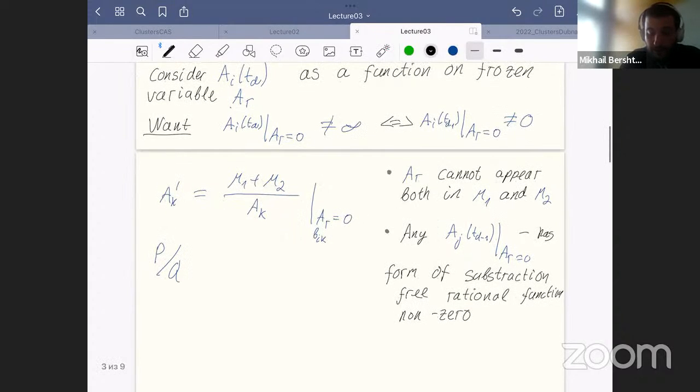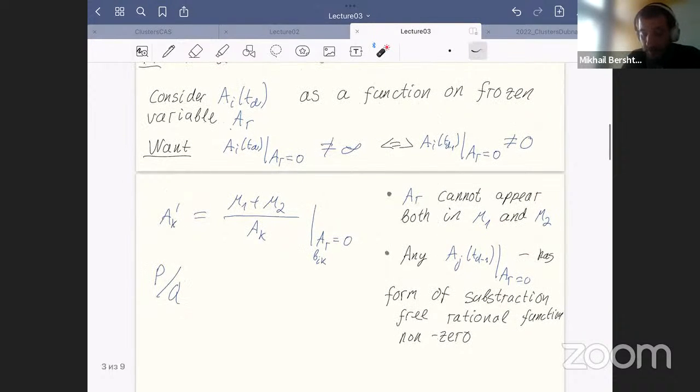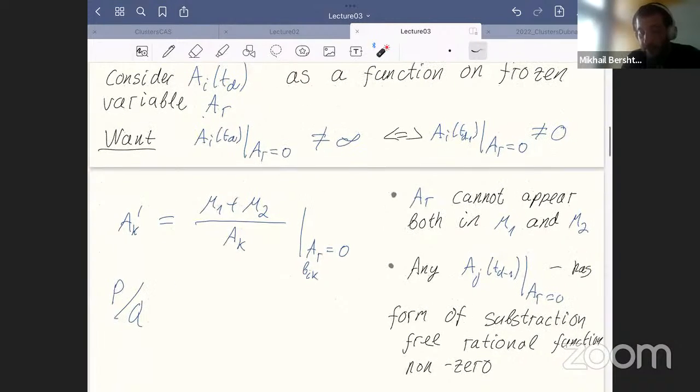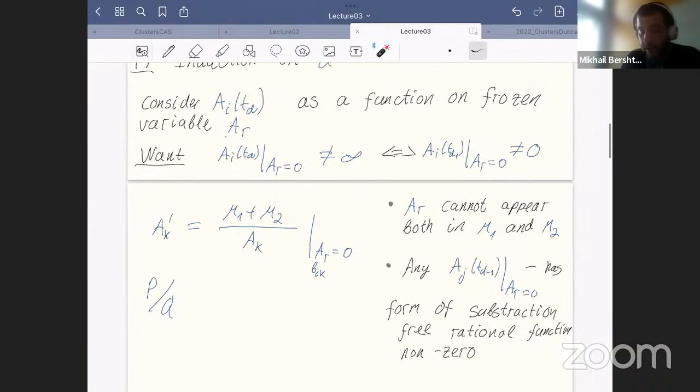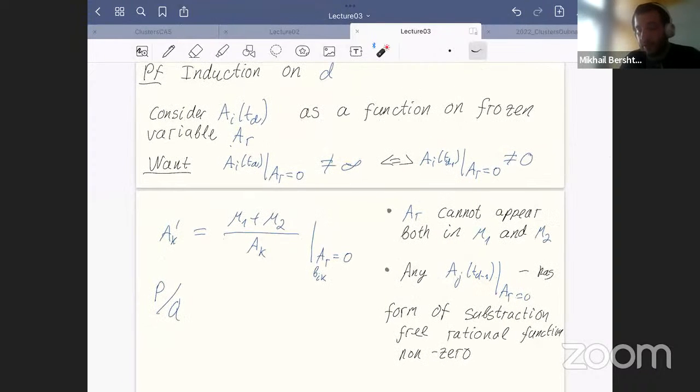So maybe I should organize it another way. Actually, we argue by induction, and by induction we prove that any cluster variable for AR equals 0 is a non-zero subtraction-free rational function. And that's it. Are there any questions?